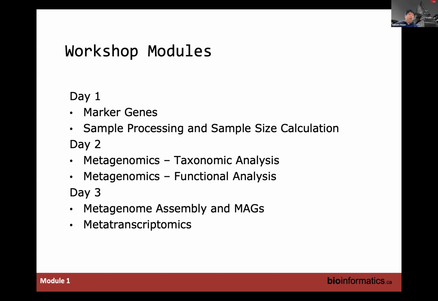On day 3, you'll hear about metagenome assembly and metagenome assembled genomes, so how to provide better gene context using metagenomics data. This will be with Laura and Nikhil. And then on the afternoon of day 3, you'll learn about metatranscriptomics with John and Anna.